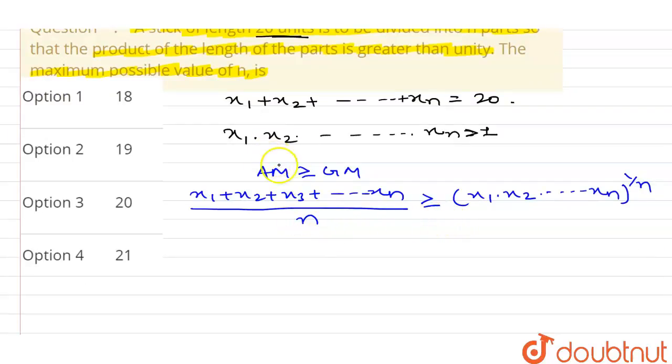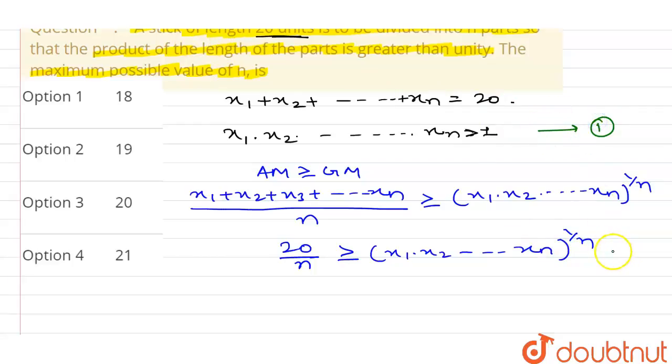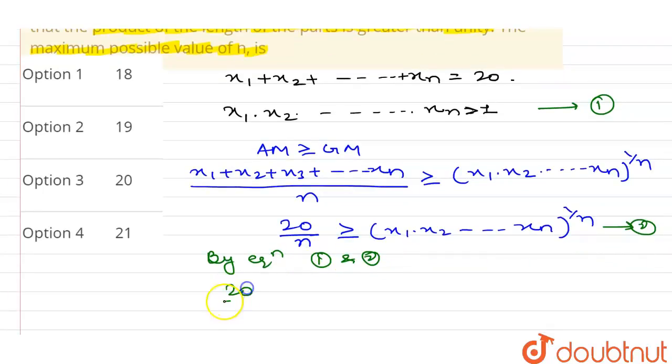We know this relation. So here the value of x1 plus x2 up to xn is 20, so I can write 20 by n should be greater than or equal to this. This value is greater than 1, so x1 x2 up to xn to the power 1 by n is greater than 1. I assume the first as equation 1 and this as equation 2. By equations 1 and 2, I can say that 20 by n should be greater than 1.